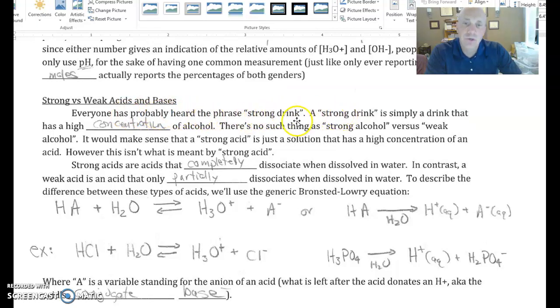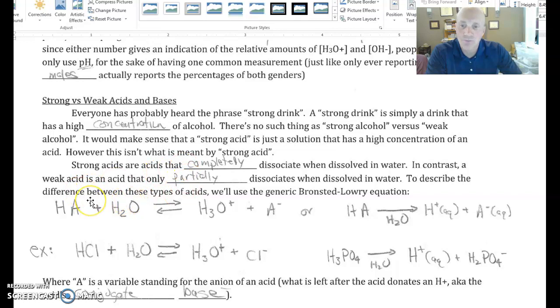All right, and so what you might think is implied by strong acid is just simply a solution that contains a lot of acid, in the same way that a strong drink is simply something that's got a lot of alcohol or a high concentration of alcohol. However, when you're talking about a strong acid, it has a different meaning. All right. So strong acids are acids that completely dissociate in water when you dissolve them in water. In contrast, a weak acid is an acid that only partially dissociates.